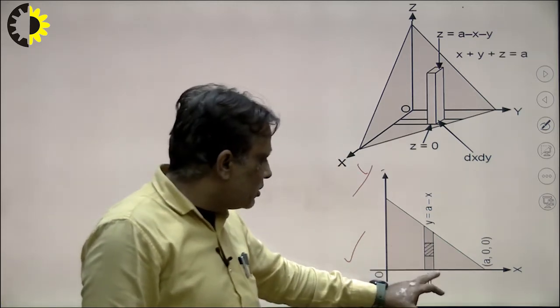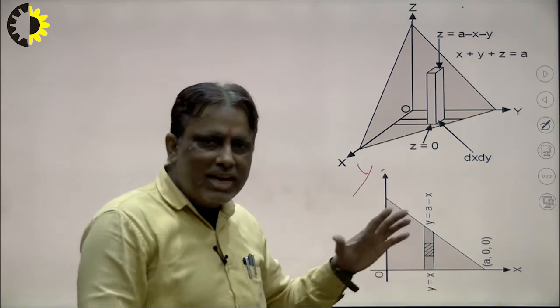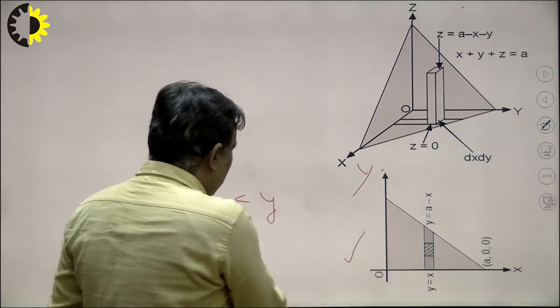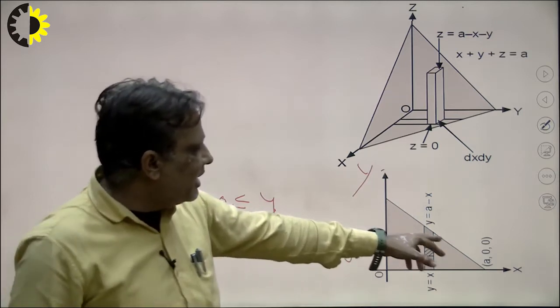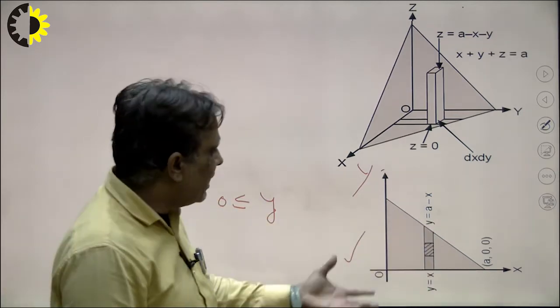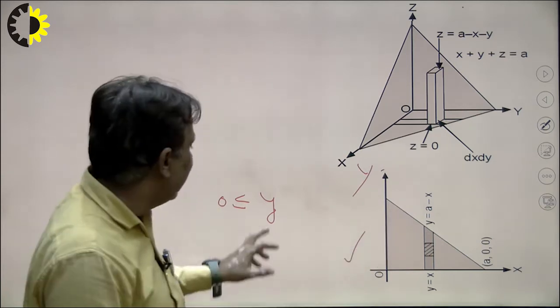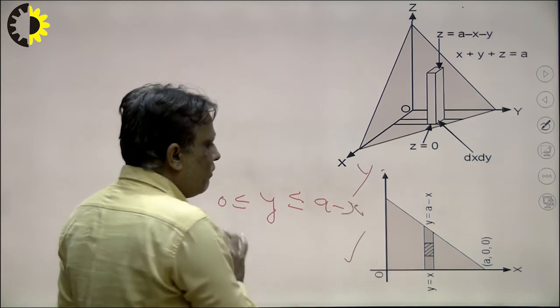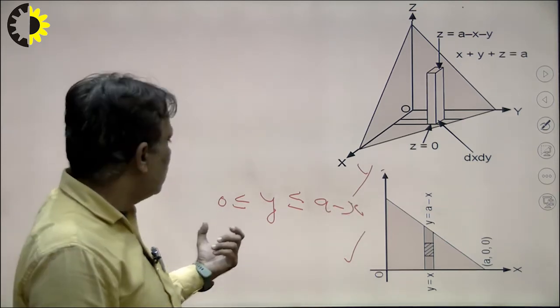So the lower portion of this limit touches the x axis. For the x axis, y is equal to 0. So the limit of y will be here 0 to, right, and the upper limit touches the line, and this line is x plus y is equal to a here, right. From the line, the value of y will be a minus x here. So the limit of y will be in this case 0 to a minus x.